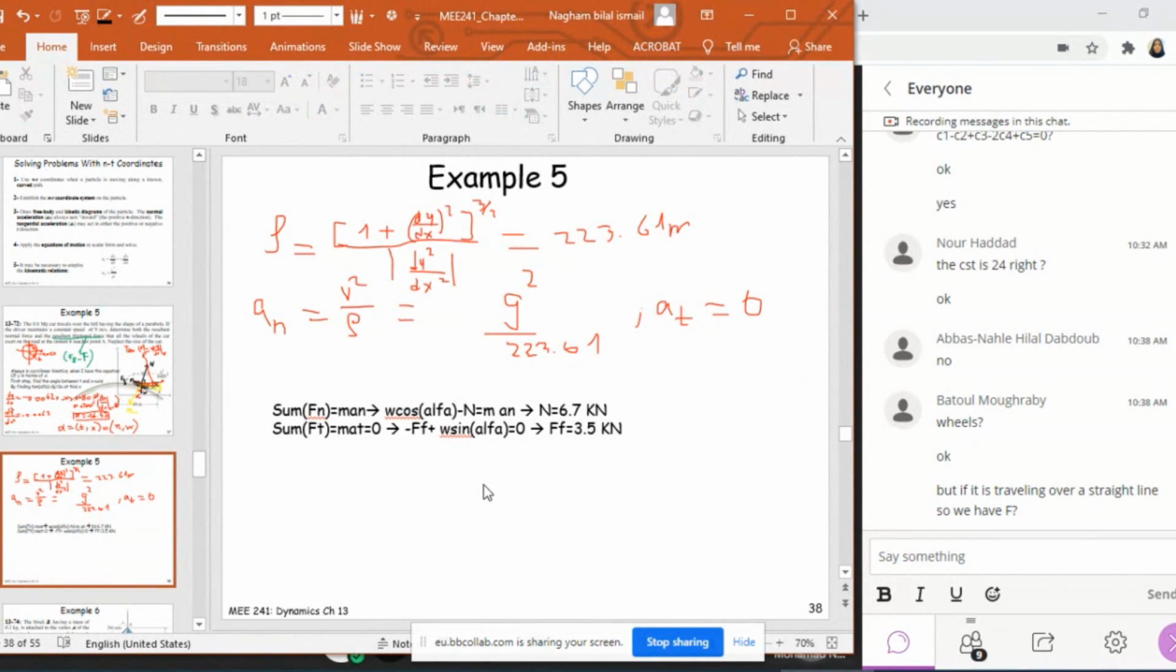Do you have any question, guys? Batul, what if it is traveling over a straight line? We need F, of course. Right? Imagine yourself driving your car. If you are over a hill and you are going downward, you should put your leg on the brake, so that will generate a frictional force on your wheels so that you can stop your car. Now, if you are traveling on a straight line, you should, of course, have an engine force so that you can go in a rectilinear motion.